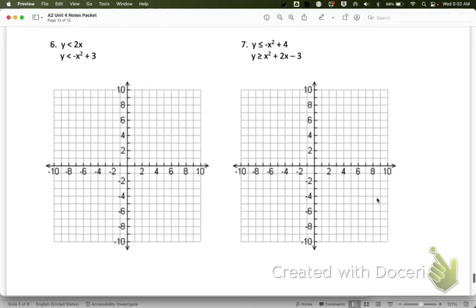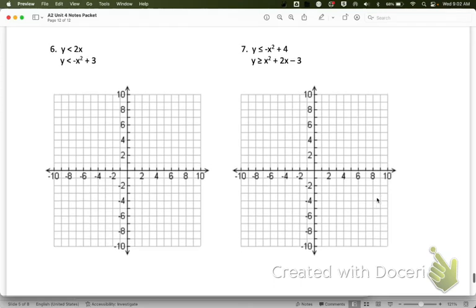So let's just do number 7. Go ahead and see if you can sketch those 2 quadratics, and then we can talk about the shading once you have them graphed. So take a moment, pause your video, and see if you can graph those quadratics. I'll be back in 3.